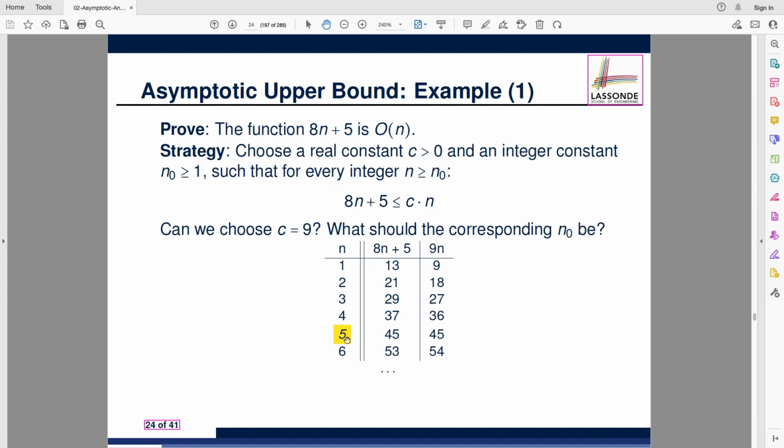The strategy I will show to you, maybe after a little bit more visualization, the strategy will be, we want to have a way to choose c such that n0 is always just 1. That's something we're going to see.